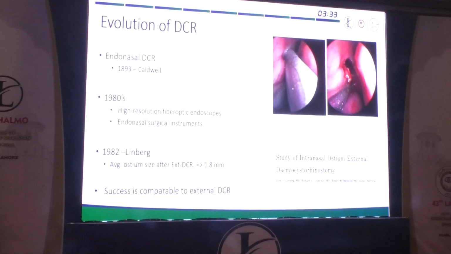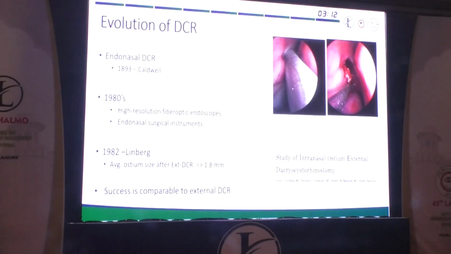During that time, in the beginning, the success rate for endonasal DCR or endoscopic DCR was not as high as external DCR, and this was linked to the ostium size, because with the external DCR, you can create a very large ostium and osteotomy, and this may not always be possible with an endoscopic DCR.